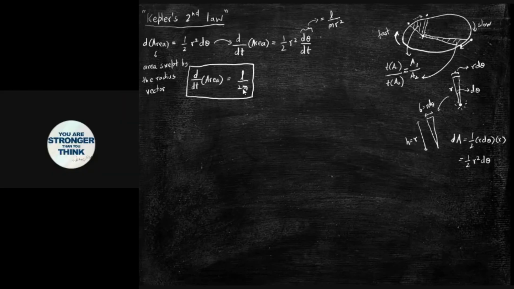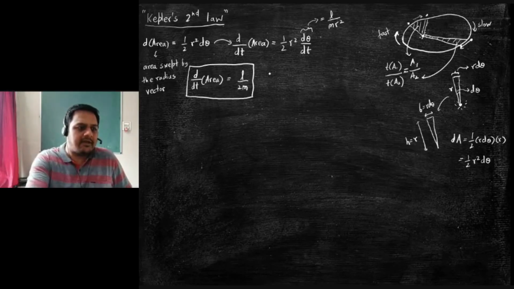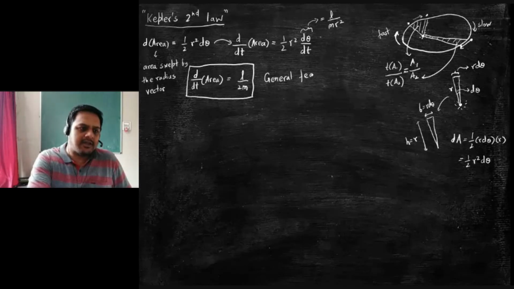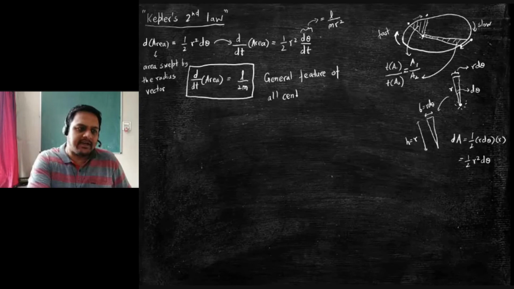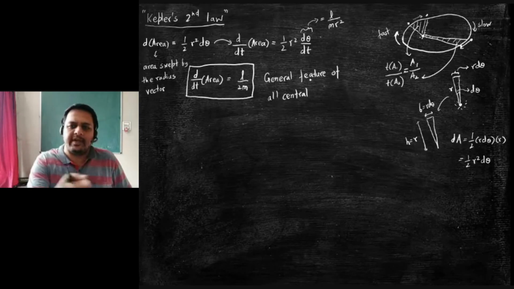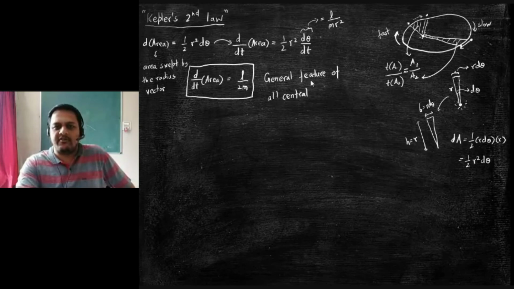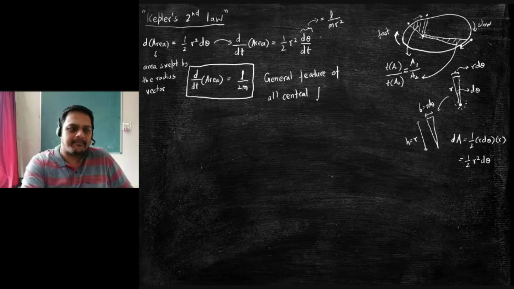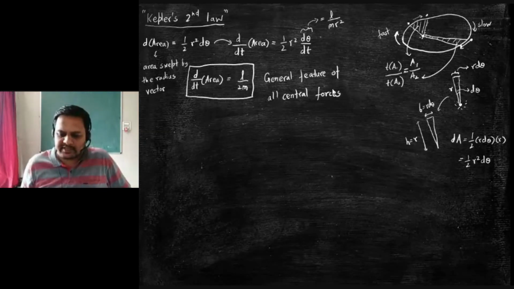हाँ सर. So this is actually a general feature of all central force motion. In any central force problem, any orbit which the system is taking, this is always true. Rate of change of area with respect to time is a constant. Okay? It has nothing to do with the Newtonian gravitational potential.